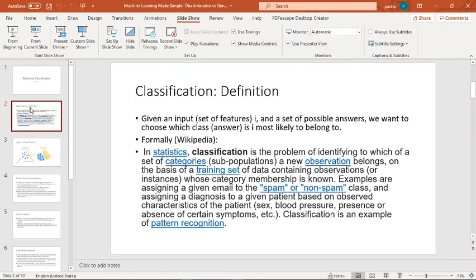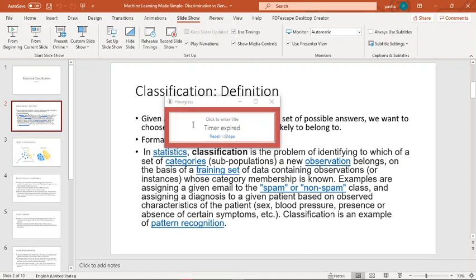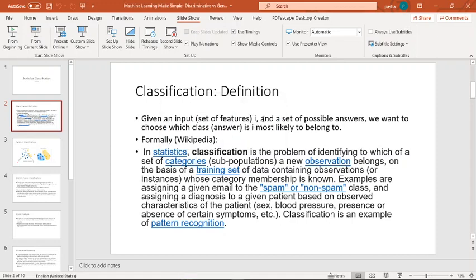So, just to make sure we're on the same page, let's define classification. Essentially, it's just given an input, which is a feature vector I, and a set of possible answers, we want to choose which answer, or which class, I most likely belongs to. This is like the Wikipedia definition. Feel free to read it, but that's basically what it says. Classification is the problem of identifying which set of categories, which is basically our possible answers, an observation, our I, belongs to, on the basis of a training set.